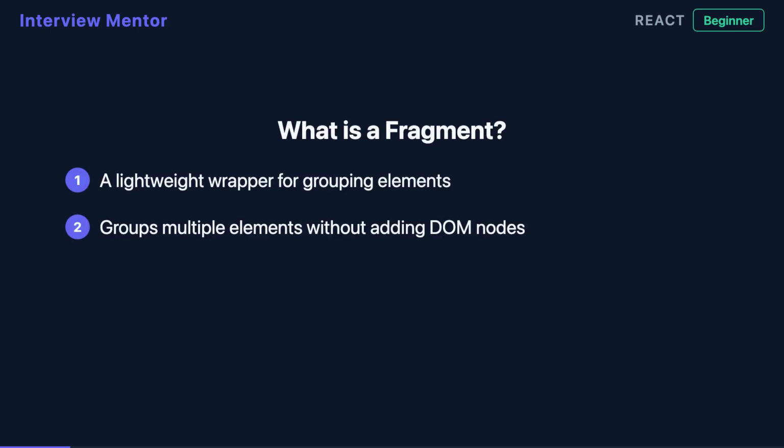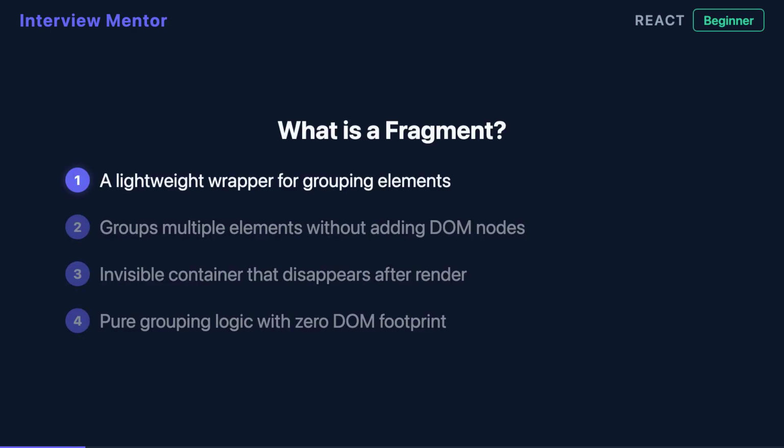A React Fragment is a lightweight wrapper that lets you group multiple elements together without adding any extra nodes to the DOM. Think of it as an invisible container. When React renders your component, the fragment disappears completely, leaving only your actual elements in the final HTML. It's pure grouping logic with zero DOM footprint.